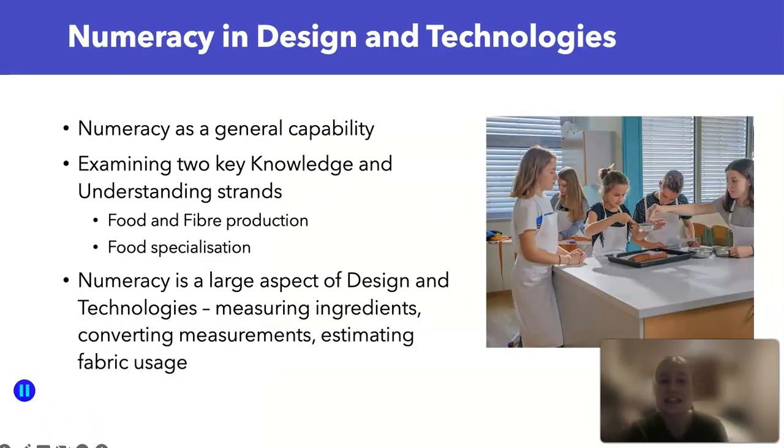So, numeracy in design and technologies. Numeracy is a general capability and so should be present in every class. I focused on two key knowledge and understanding strands, food and fibre production and food specialisation. So this is in the curriculum. Numeracy comes through in a large aspect of these strands, through things such as measuring ingredients, converting measurements such as from imperial to metric, and estimating fabric usage when cutting out a pattern.